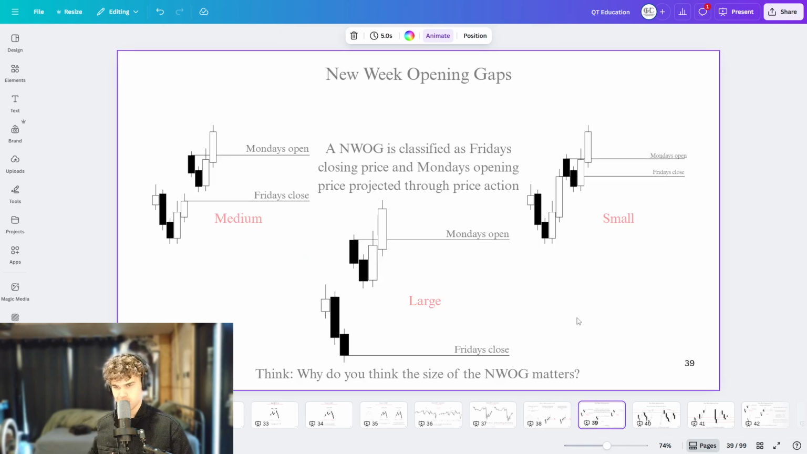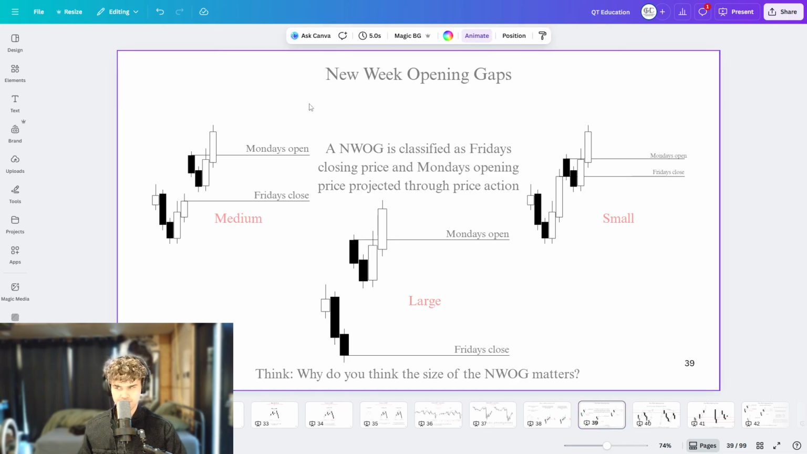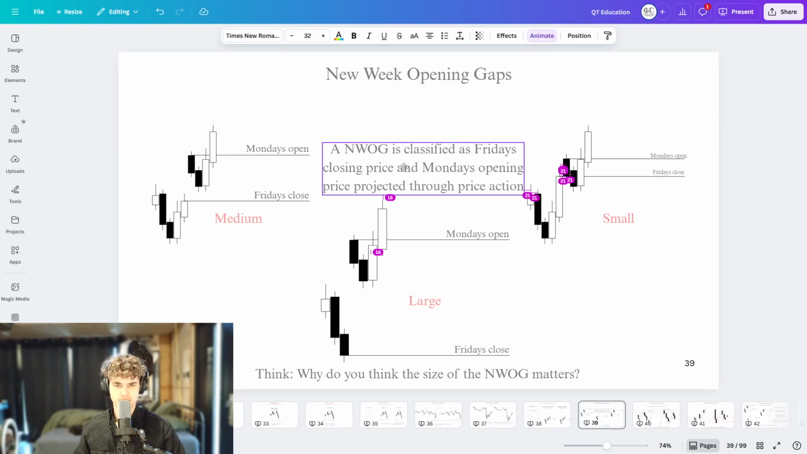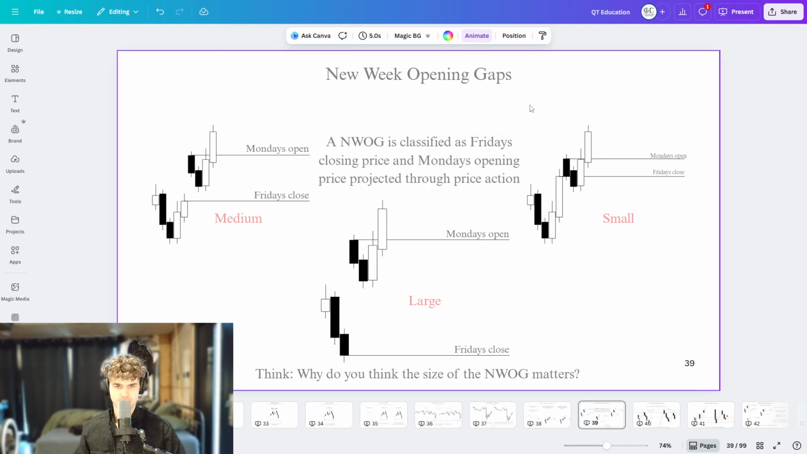39, second to last. Okay, we're locked in. New week opening gaps. This is my favorite. All right, we're locked. A new week opening gap is classified as Friday's closing price and Monday's opening. Is this centered? I don't feel like that's centered. That's bothering me anyways.